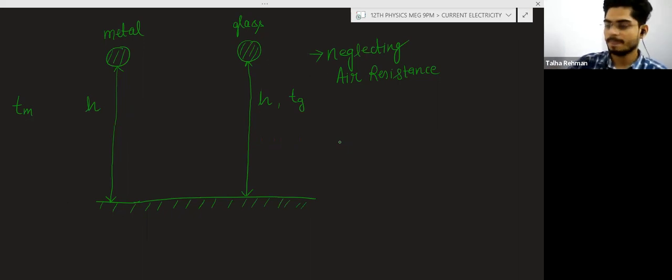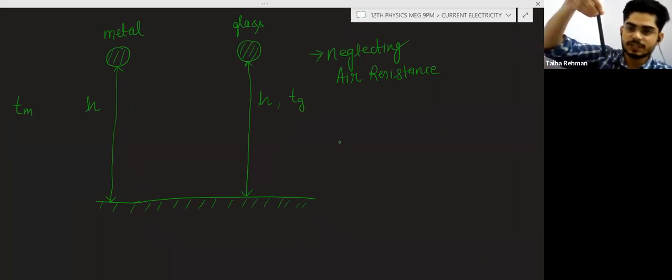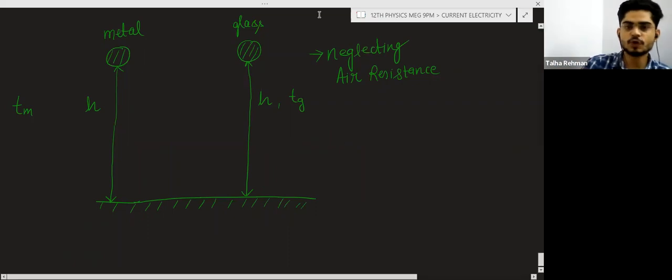So Hamza, we are dropping these balls from the same height. Just see here, when you drop something, suppose this is a pen and you are dropping this pen like this.